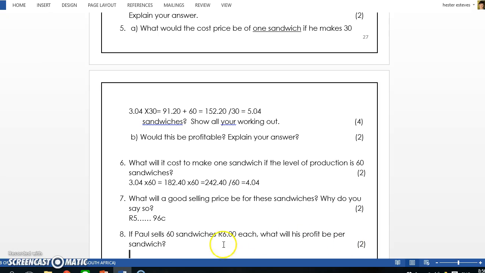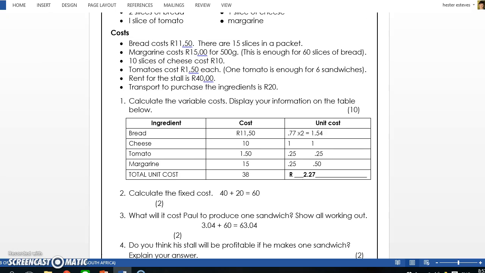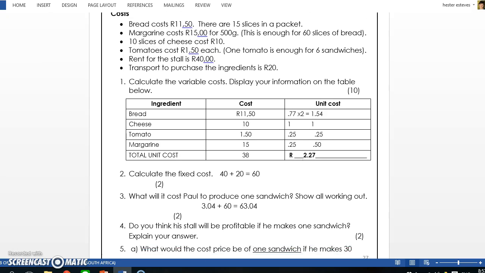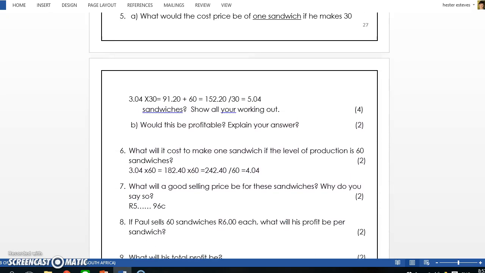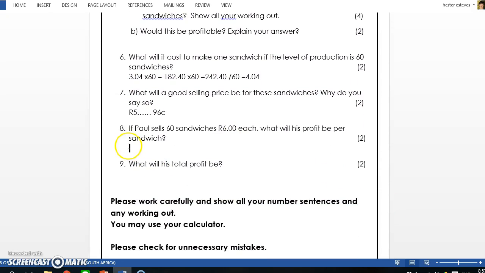Then it says, if he sells a sandwich for 6 Rand, and they're not selling it for 5, they're selling it for 6, what would be the profit per sandwich? Oopsie, too far. Let's just go back. There you go. So what would be your profit per sandwich? We said it costs you 4 Rand 4 cents. He's selling it for 6. So you take 6, take away 4.04, and your profit is going to be 1 Rand and 96 cents.